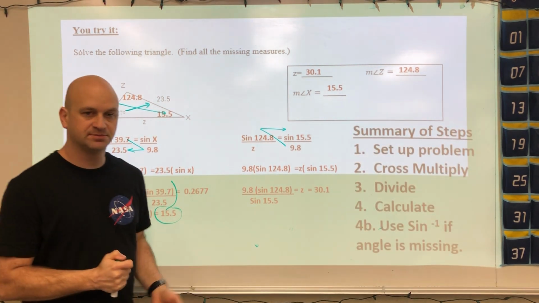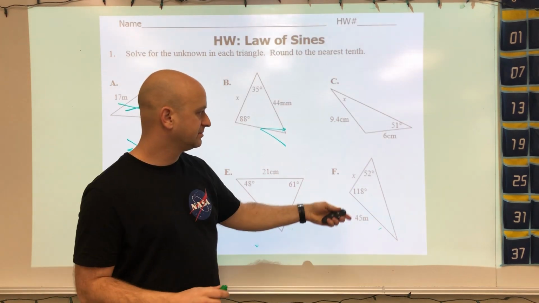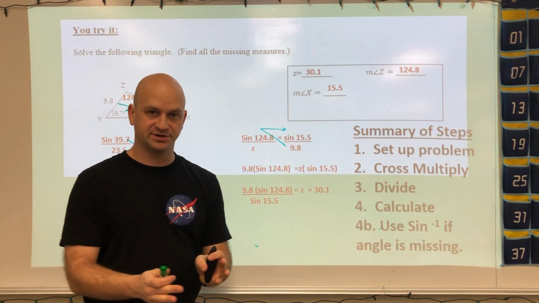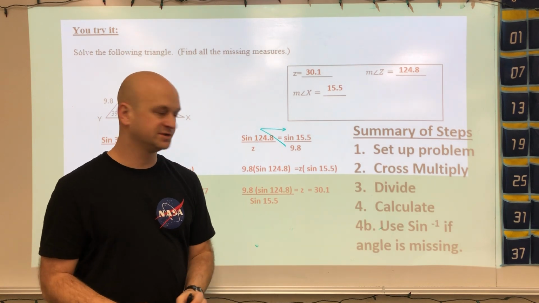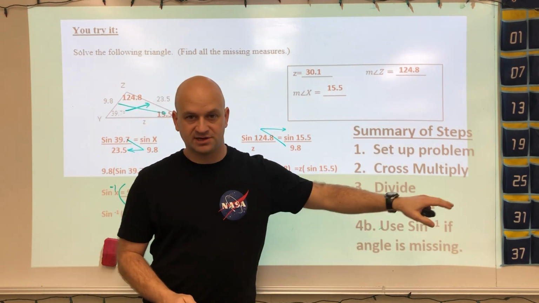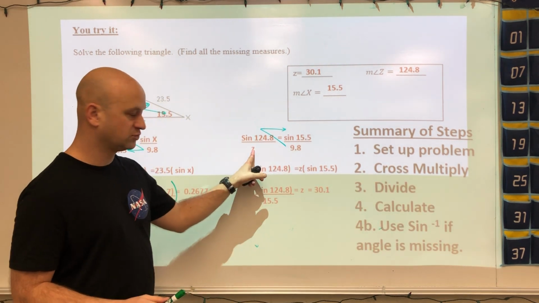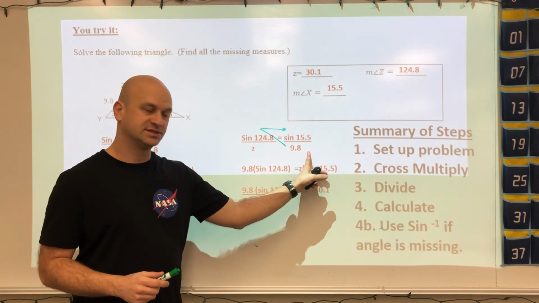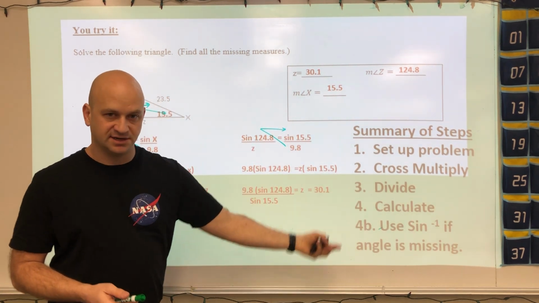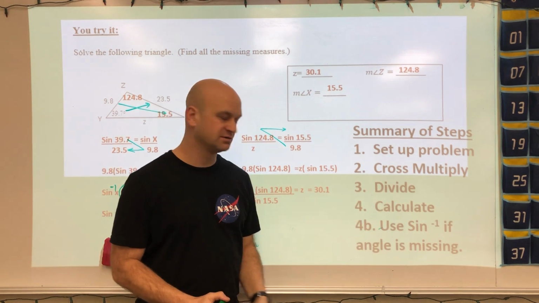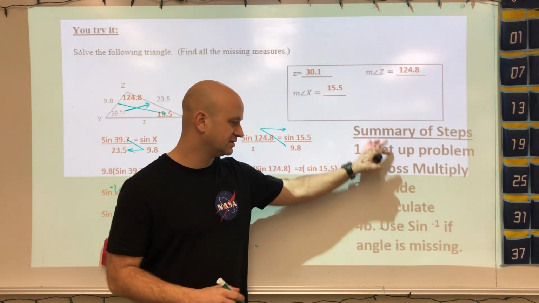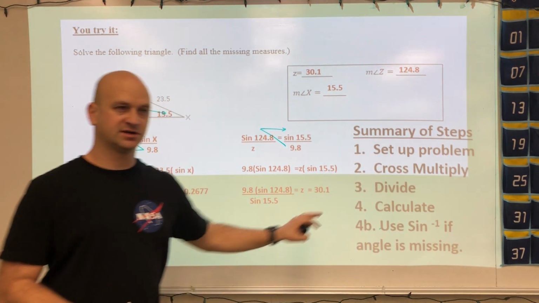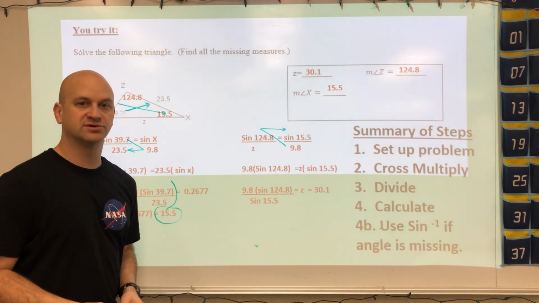So again, here's your summary. Set up the problem, draw the triangle, label it appropriately, cross multiply across, so again, start from where the variable is, go opposite, cross multiply, divide, and then calculate, and then use sine -1 if the angle is missing. So that's the summary of steps that I would recommend you guys write down and then use over and over again.